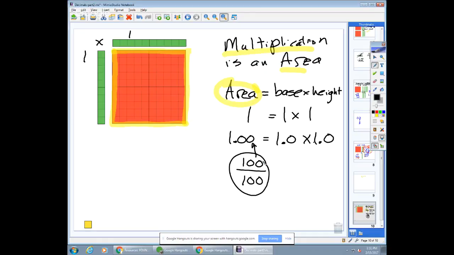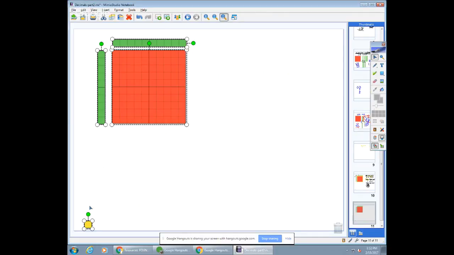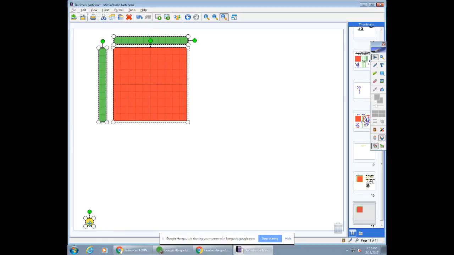All right, so let's make this a little bit more interesting. No? You're still coloring? Okay. All right, I'll take my time in making it interesting. I'm going to grab some pieces. New page. All right, so next, what we're going to do is draw a picture of 1 and 1/10 times 1. And we're going to envision the area here.